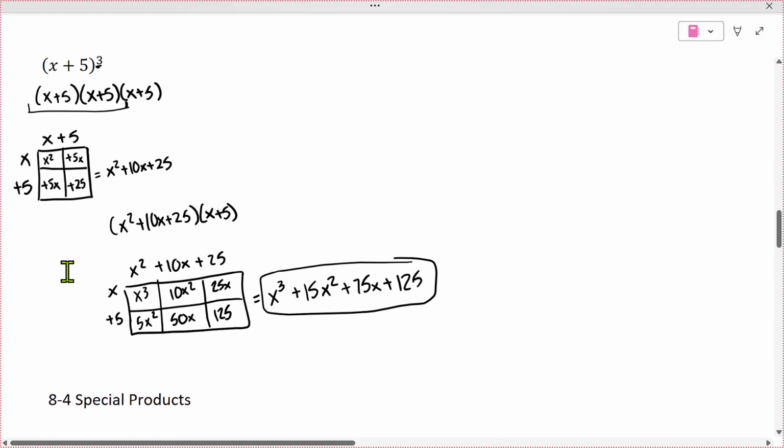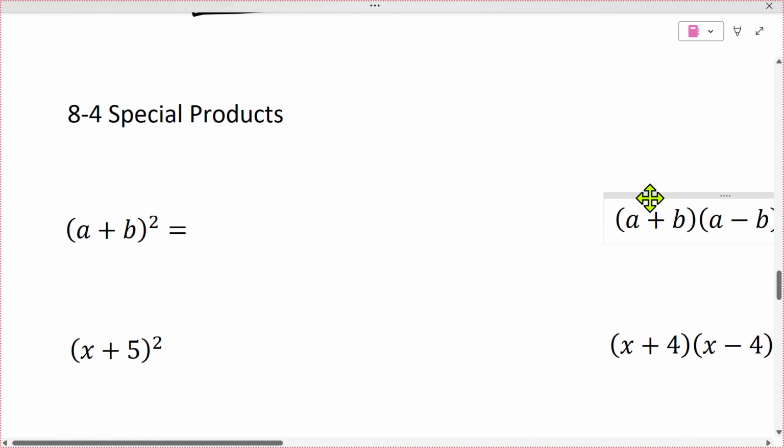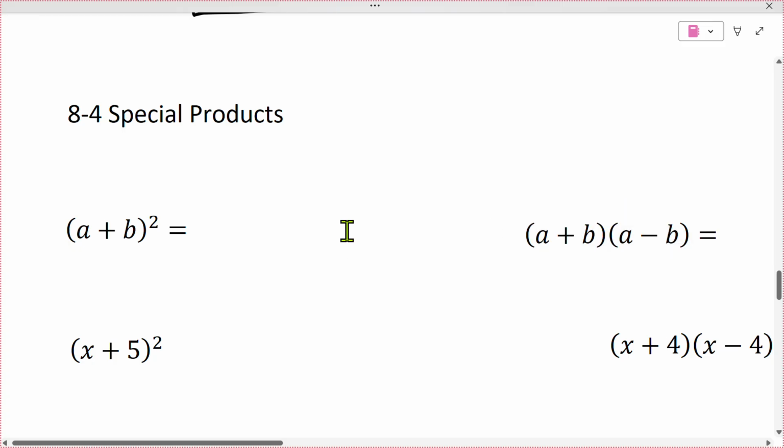Okay. 8-4 is on special products, which really introduces two formulas, which I'm going to show here and explain. But you don't have to use them, and I actually think it's probably more work to memorize the formula and recognize that you have one of these special problems than it is to just multiply the problem out with a Punnett square.